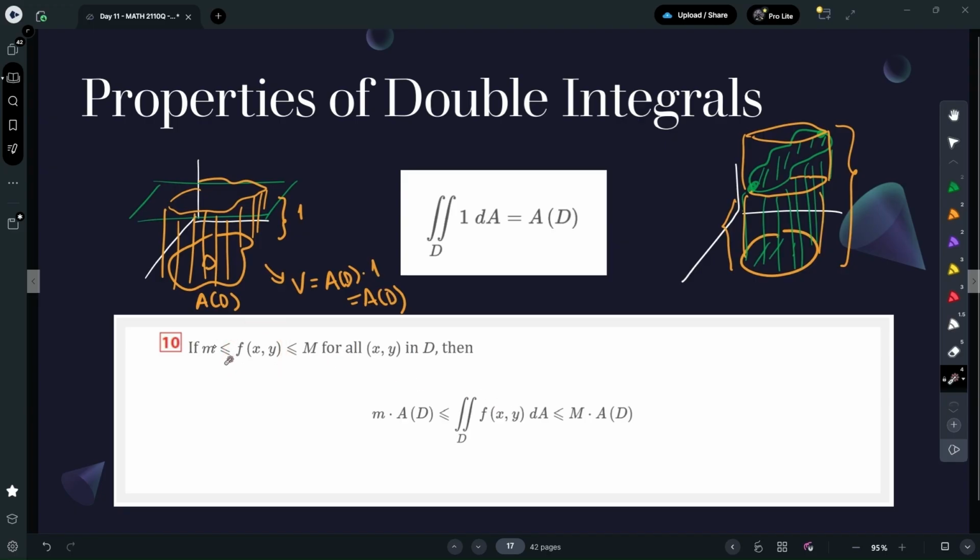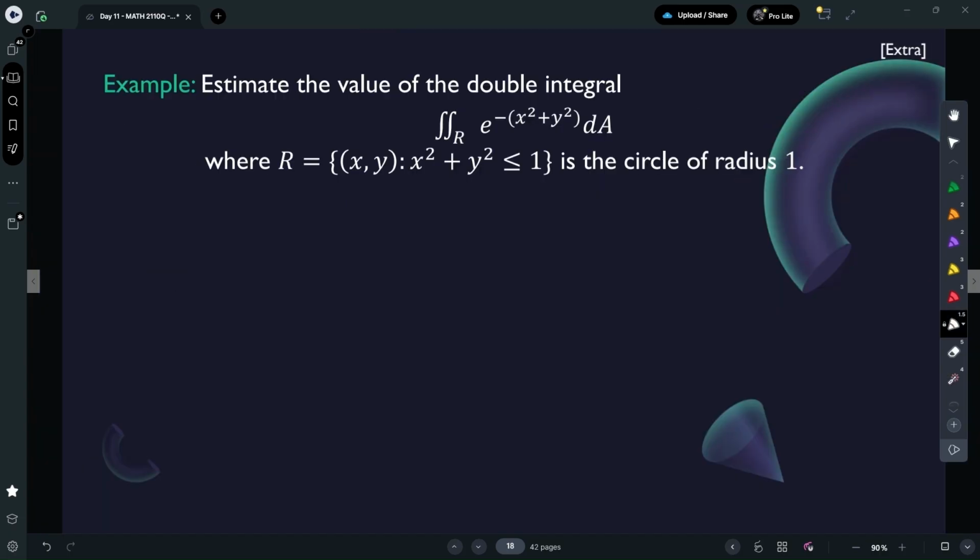If I have a function and I have a minimum value and a maximum value in the region D, then this is the volume of the cylinder that is contained in the volume that we're trying to find out. And this is the volume of a cylinder that contains the entire shape we're trying to figure out the volume of. And this is the volume that I'm trying to figure out. So these inequalities tell me that I can estimate that volume using these two volumes. So let me show you an application of that method in this case.